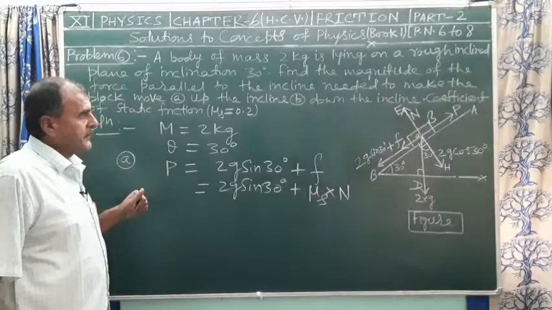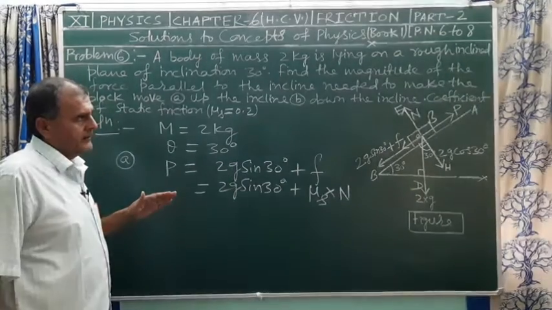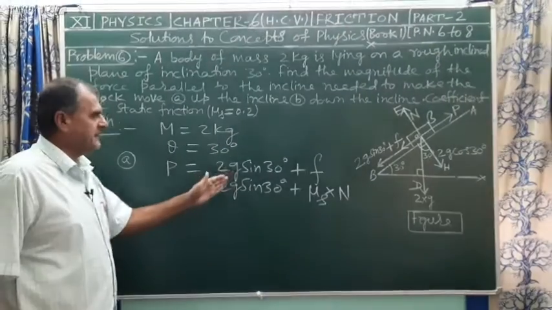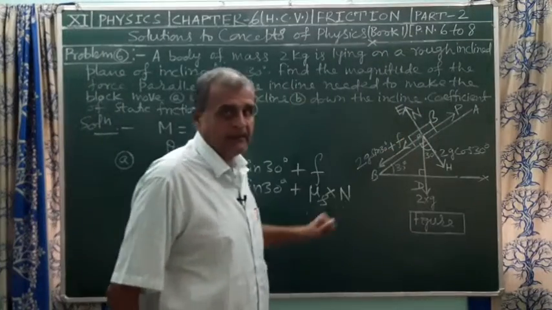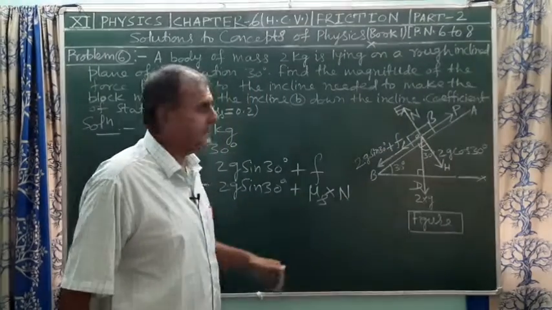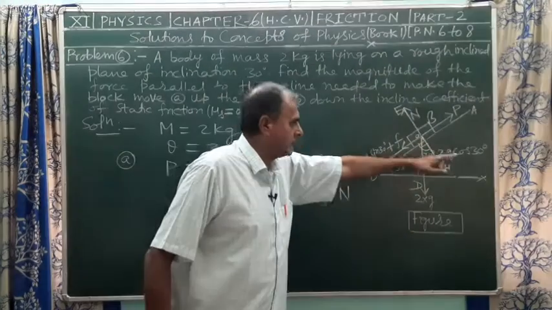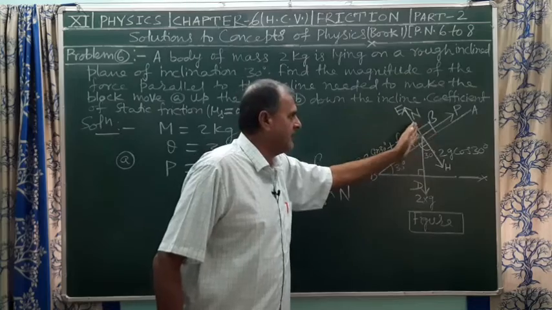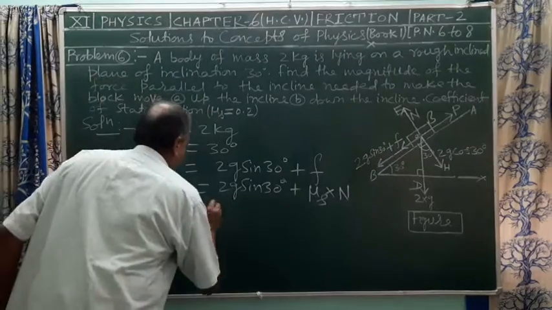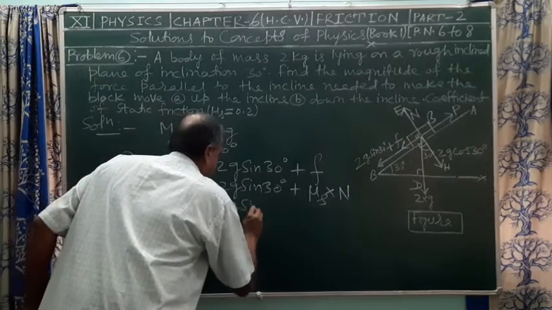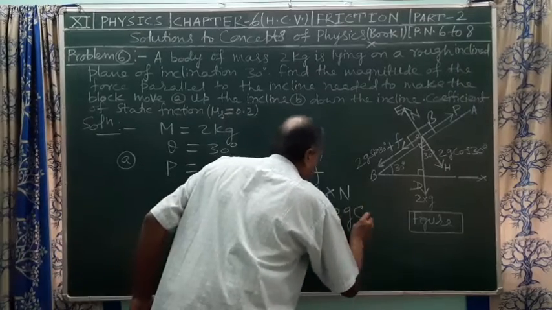So the force parallel to the incline needed to move the body in the upward direction is P is equal to 2g sin 30 degree plus F, and F is the frictional force acting between the block and the inclined plane, which is given by mu s into n, and n is balanced by 2g cos 30. So in place of n we can write 2g cos 30. Normal reaction of the inclined plane can be replaced by 2g cos 30. So it is P is equal to 2g sin 30 degree plus mu s multiplied by 2g into cos 30.